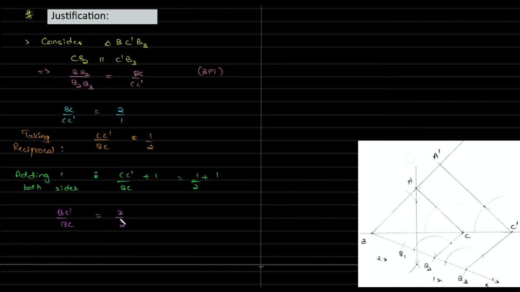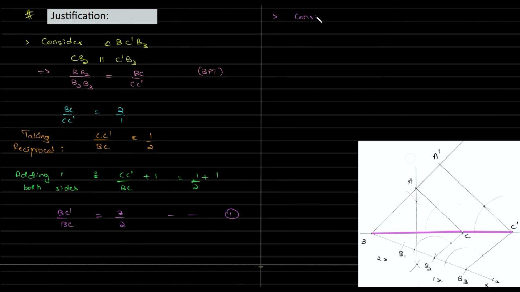Again, it's a repetitive thing, so let's directly write it, is it not? Because the LCM over here would be BC, so BC is of this length and CC dash is of this length, so this entire length is BC dash by BC, which is 3/2. That would be equation 1.